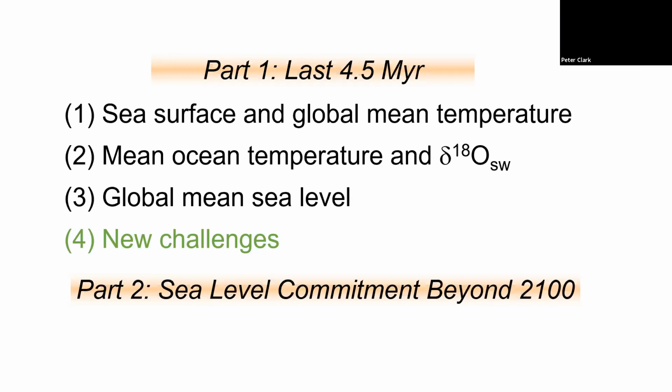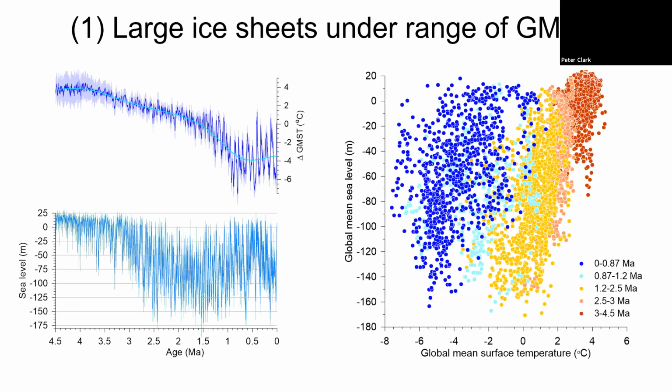And first of all, the two graphs on the left are showing again our global mean surface temperature reconstruction and our sea level reconstruction. And what you can see is that our reconstruction shows that there were large ice sheets that occurred under a range of global mean surface temperatures. And so the graph on the right is just simply plotting global mean sea level against global mean surface temperature to make that point. And the color coding here on these dots is according to the time.